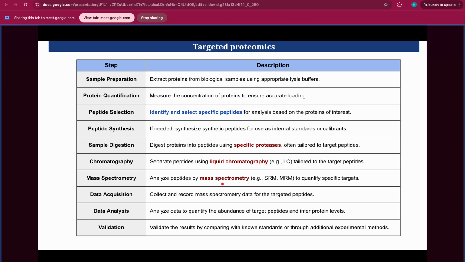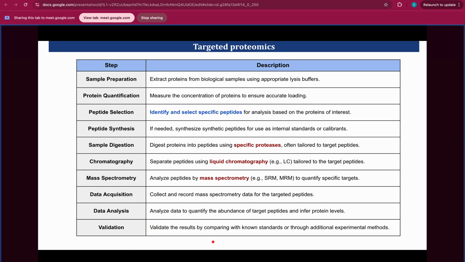And in case of targeted proteomics, we go for SRM and MRM, so selected reaction monitoring or multiple reaction monitoring. These are two techniques which come under targeted proteomics to quantify specific targets, because as the name suggests, selected reaction monitoring, we are selectively monitoring a single reaction. Then comes data acquisition. So after mass spectrometry, data is acquired, it is analyzed, and it is validated. These are the common steps which have to be performed.